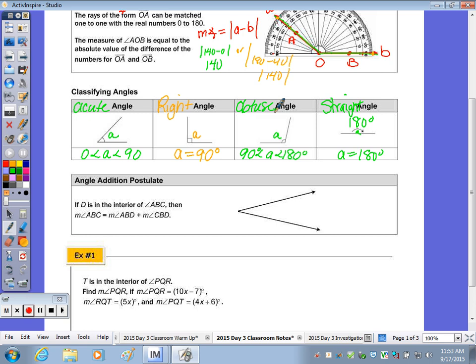Angle addition is going to be very similar to segment addition. It says that D is in the interior of ABC, so let's label this angle. Call this A, B, C. D is in the interior, so somewhere within the two rays. It talks about the measure of ABC, the measure of angle ABD, and the measure of angle CBD. So I'm going to draw a ray starting at endpoint B through D. So I actually have angle ABD here, angle CBD here, and what it's saying is the whole angle, ABC again is the whole, is equal to the sum of its parts.